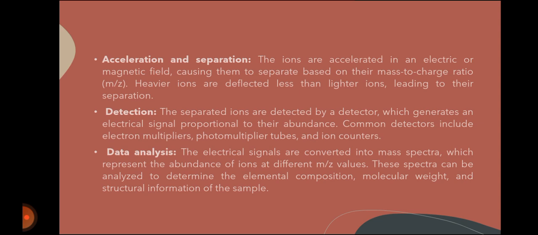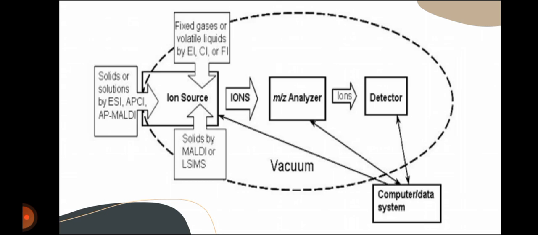Then detection. The separated ions are detected by a detector, which generates an electrical signal proportional to their abundance. The common detectors we use include electron multipliers, photomultiplier tubes, and ion counters, which we discuss later. Then data is analyzed on the computer. Electrical signals are converted into mass spectra, which represent the abundance of ions at different mass to charge values. These spectra can be analyzed to determine the elemental composition, molecular weight, and structural information of the sample. This is the basic overview of mass spectrometry.